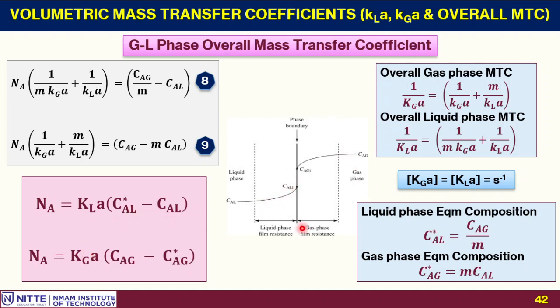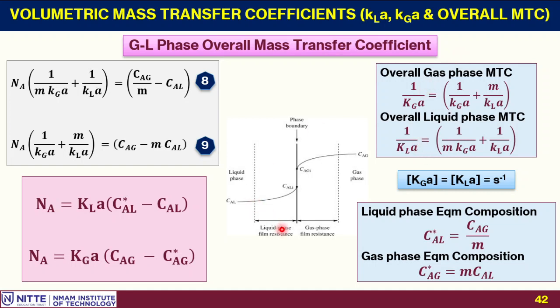If you want to do the analysis on the gas phase, you need to know the mass transfer coefficient KGa, and you need to take the difference between the actual concentration CAG minus its equilibrium composition. So based on these two conditions, either the liquid side analysis or the gas side analysis, you will be able to perform an analysis. This is how the overall mass transfer coefficient can be written either in the gas phase or in the liquid phase.